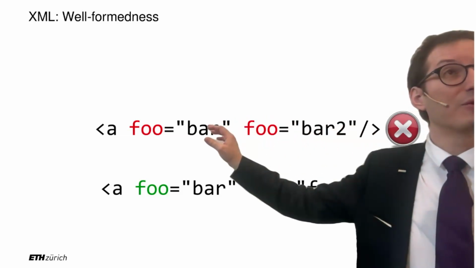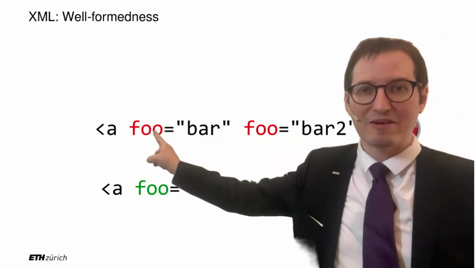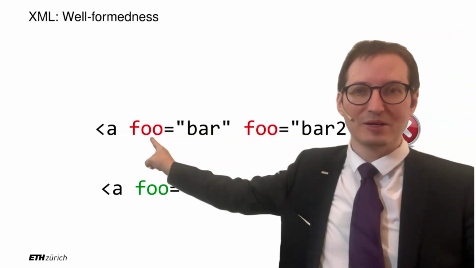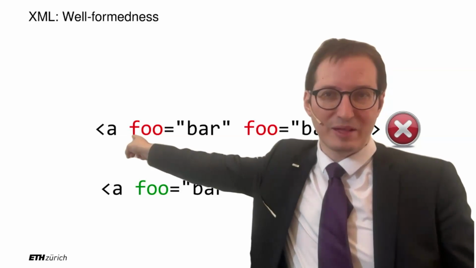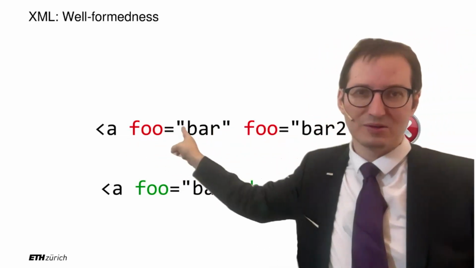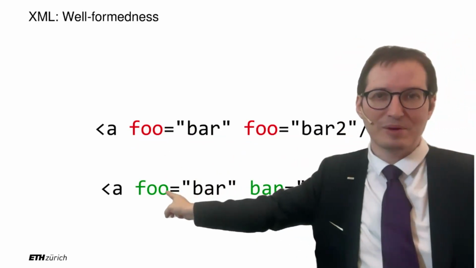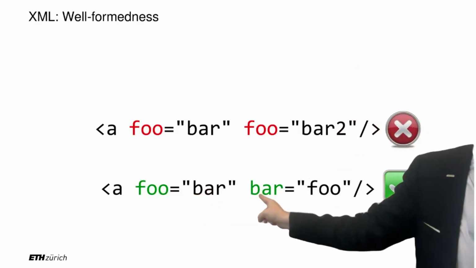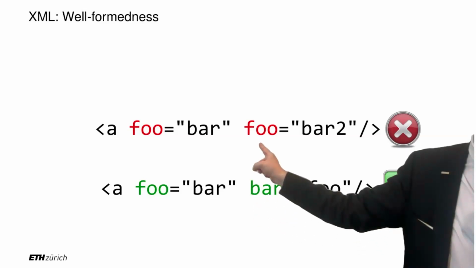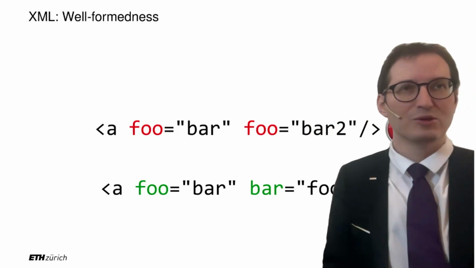Just like in JSON, you cannot have multiple keys in the same object. In XML, you cannot have multiple times the same attribute name in the same element. So here, they are both in that element opening tag, A. This is not allowed. You cannot have twice the same attributes. They have to have different names. This is an example of an element that has two attributes, foo and bar. This is allowed. This is not allowed, right? Just like JSON objects that cannot have twice the same key in the same object.